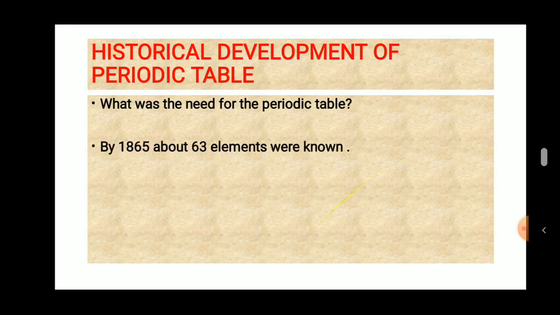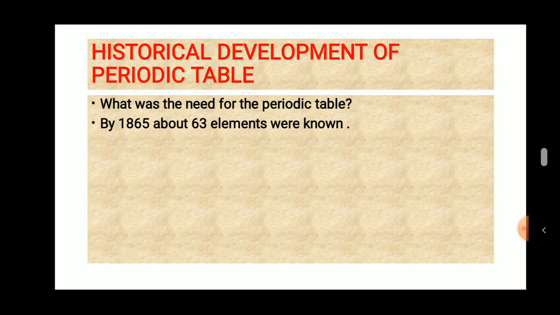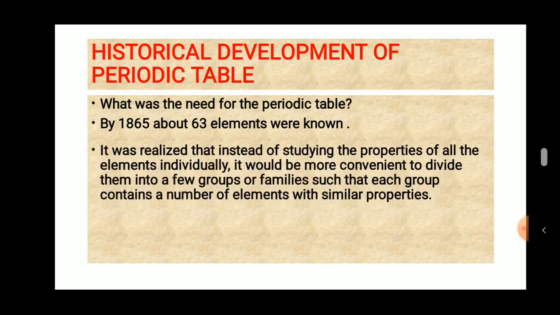Before explaining the history of the periodic table, I will ask one question. Why was there a need for the periodic table? Now, by 1865, about 63 elements were known.